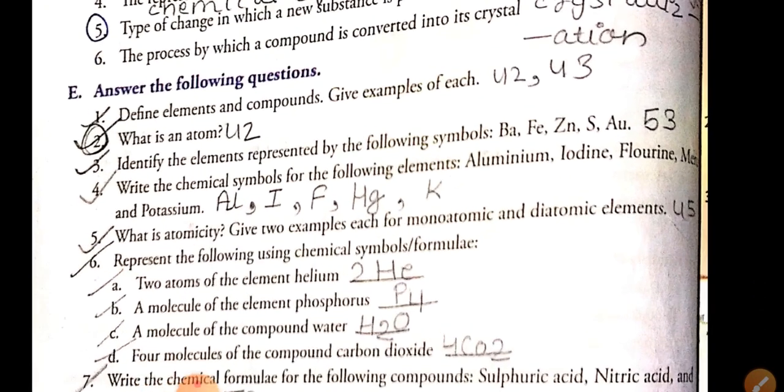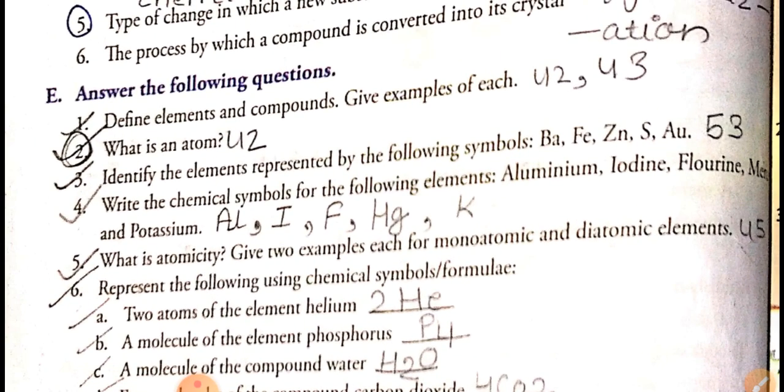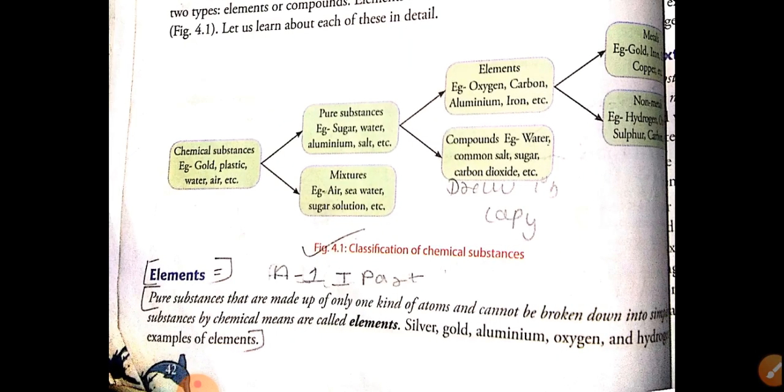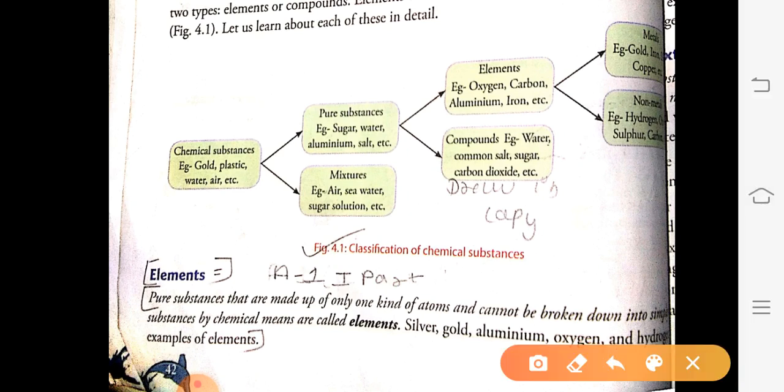Next, question answers. Define elements in compound. Give an example of each. So this answer is given on page 42. So here is your first answer. You will start from first. You will write the side heading elements, and then you will start from here.